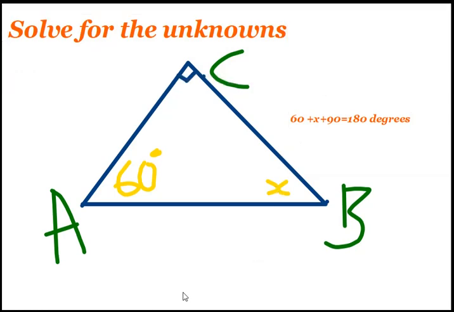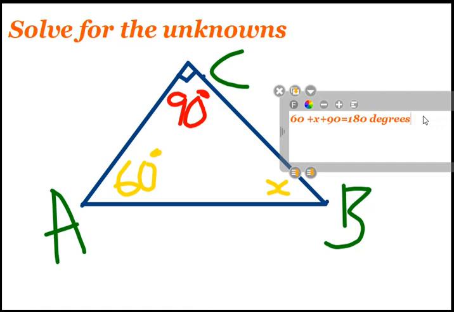And most would ask, why did I substitute that box with 90? That's the symbol for a 90-degree angle. So whenever you see a box in a shape, that means it's a 90-degree angle. So we just substituted that with the box. So 60 plus 90 plus x should always give us 180 degrees.